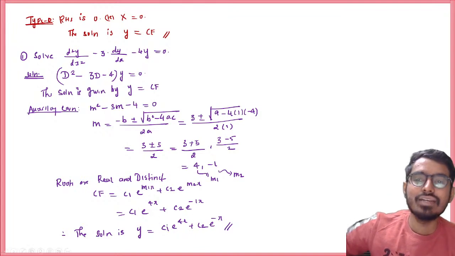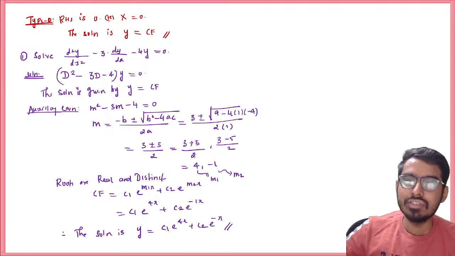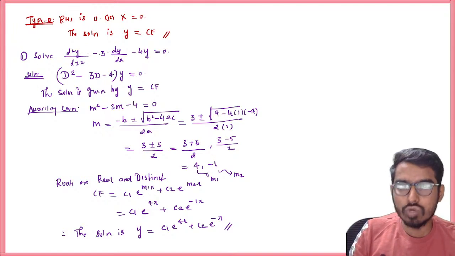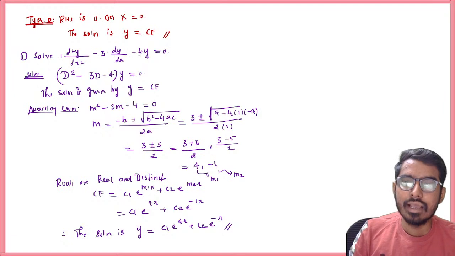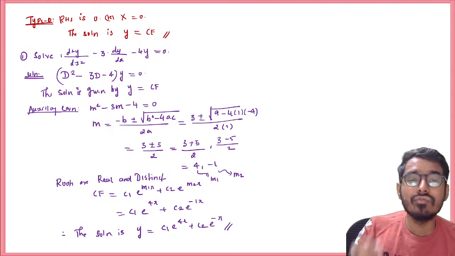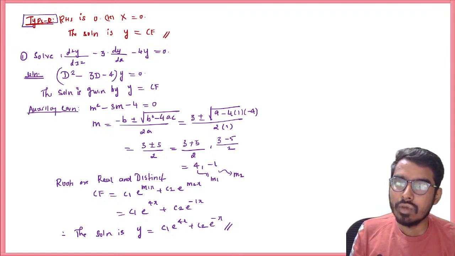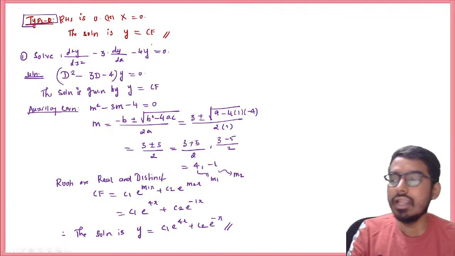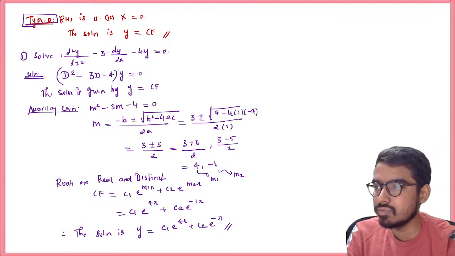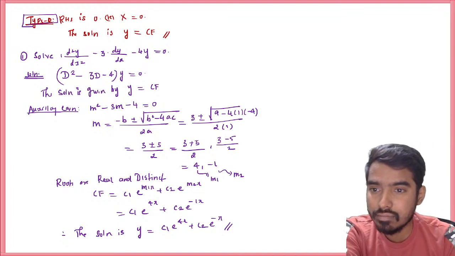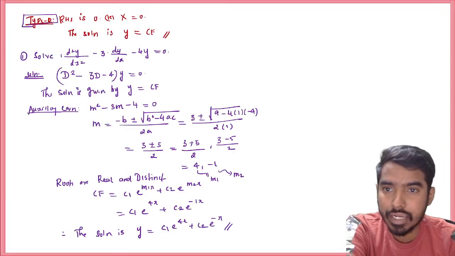Is it clear? If you understand one problem, you can do any problem in type 0. For type 0, first you see whether it is a linear differential equation with constant coefficients. The coefficients are constant here, and you see which type the RHS falls under. So type 0 is if your RHS is 0, then it is called type 0. Is it clear? We'll move on to the next problem. For type 0, the solution is CF alone.